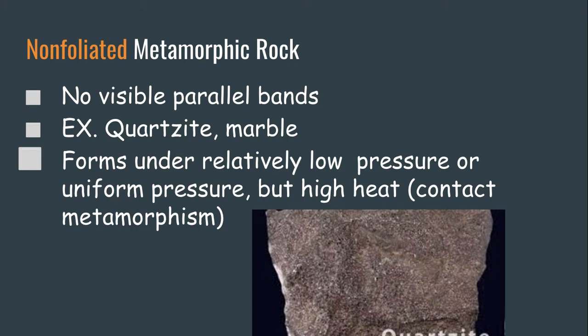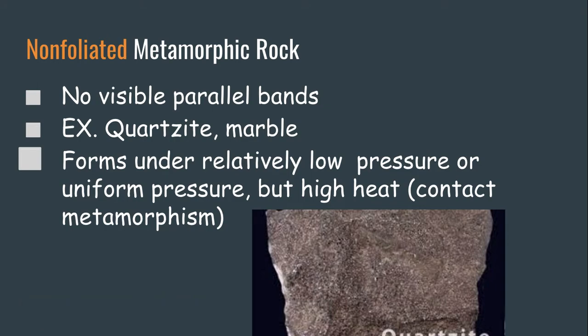It's going to form under relatively low pressure or uniform pressure. So again, imagine you have a cube and you're pressing on it from the top, but you're also pressing on it from the sides. You're not going to get those bands to squeeze out. You can also have metamorphic rock form from high heat and low pressure. This is when rocks come into contact with magma, but they don't melt. That's called contact metamorphism. Okay, that's the main difference between igneous and metamorphic.